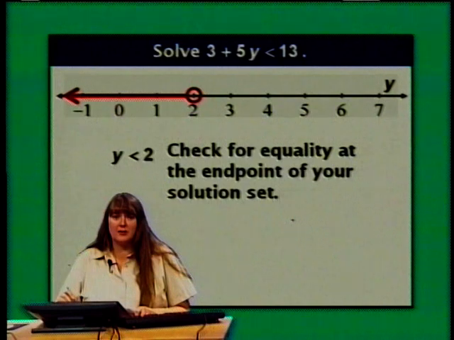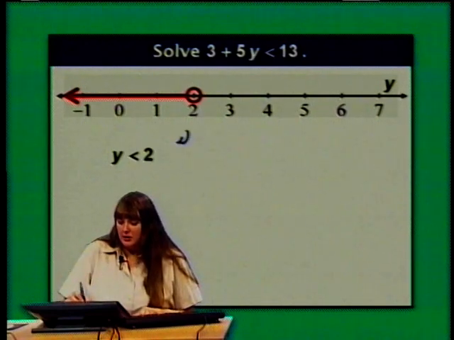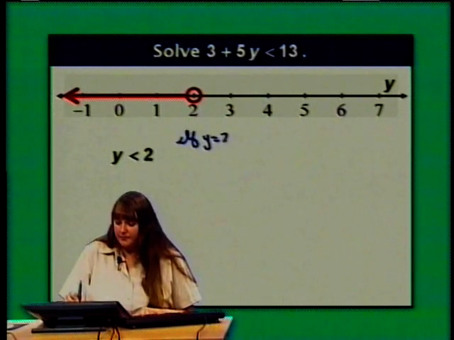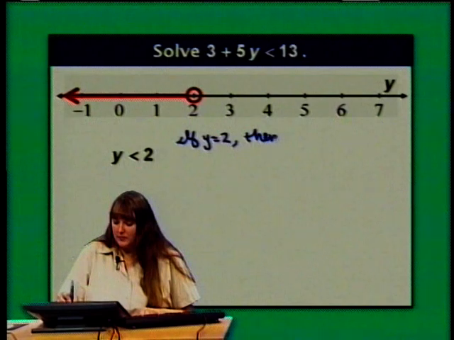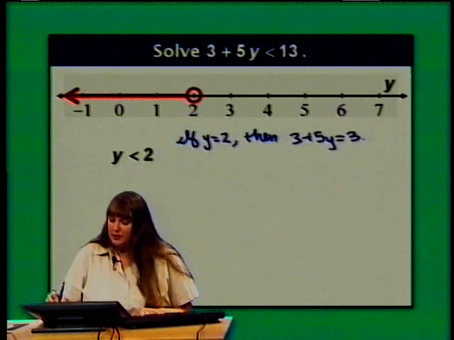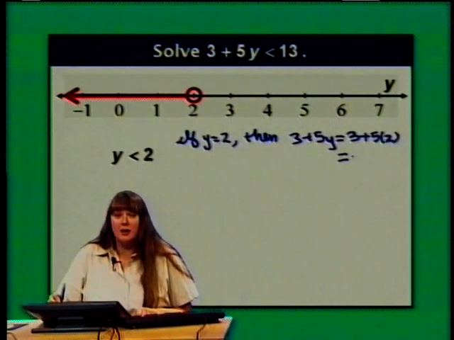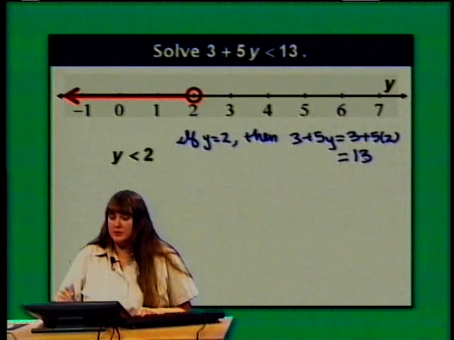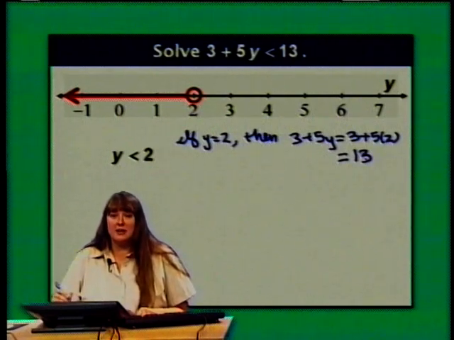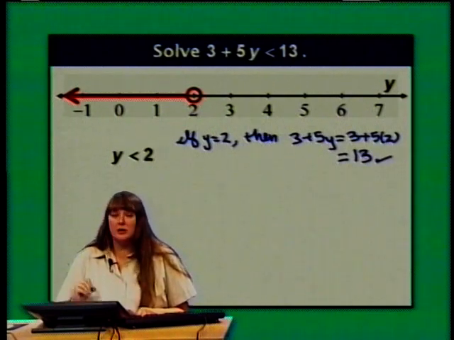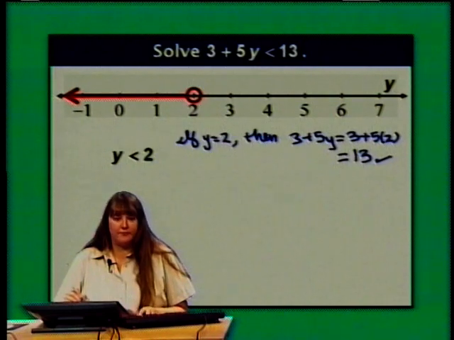First, I'm going to check for equality at the endpoint of my solution set, 2 being the endpoint of my solution set. So if y equals 2, then 3 plus 5y would equal 3 plus 5 times 2. 5 times 2 is 10. 3 plus 10 is 13. The right-hand side of my inequality is 13, so I do get equality at the endpoint.